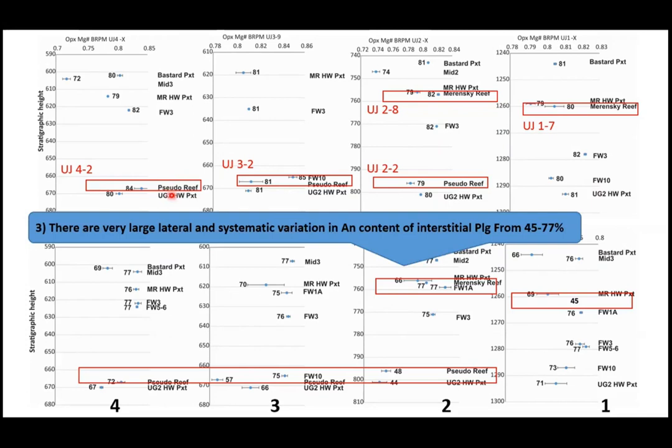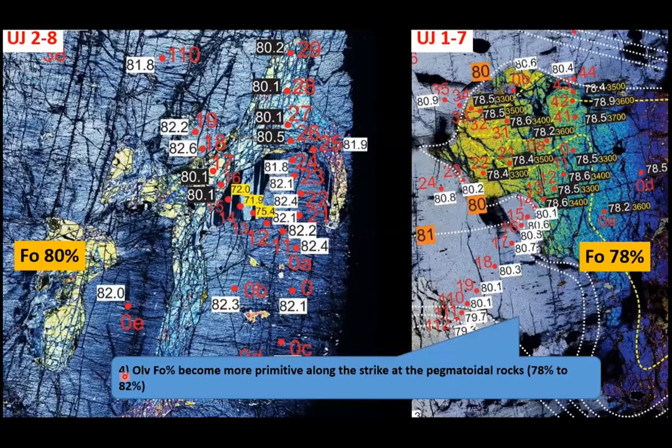Next is a very large lateral systematic variation in the An content of the interstitial plagioclase, about 37 to 77. This is also true for the pseudo reef. And the fourth piece of evidence is the olivine Mg number, which becomes more primitive along the strike, from 78% to 80% from northeast to southwest. This is the comparison from two geospheres to olivine.